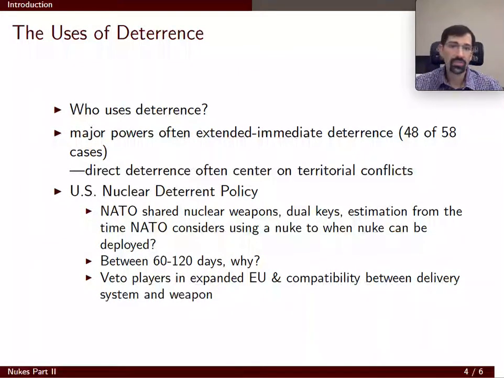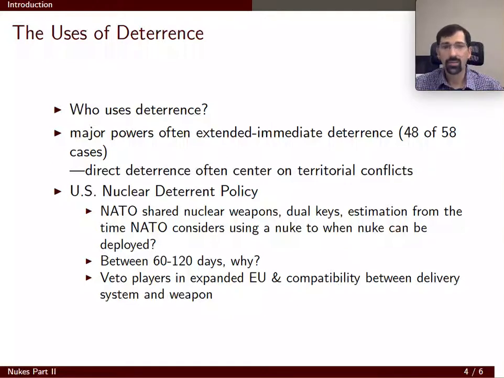Who uses deterrence? Well, arguably the major powers often use extended immediate deterrence in many cases. It would provide for nuclear capabilities. U.S. nuclear deterrent policy: NATO does share nuclear weapons. There are dual keys, right, so multiple stakeholders. The estimated time to use, however, from the time they start debating to the time that they do it, is anywhere between 60 and 120 days. And that is because of the complicated veto structure in NATO.